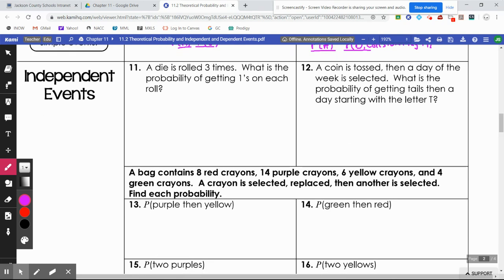Independent events, and they've even labeled it for you out here. These events don't get impacted at all from the first one. A dice is rolled 3 times. What is the probability of getting ones on each roll?